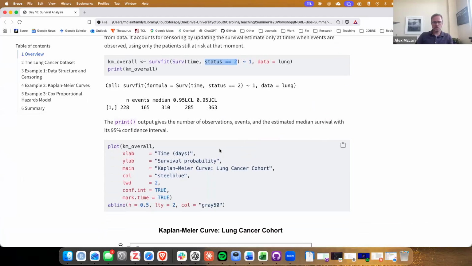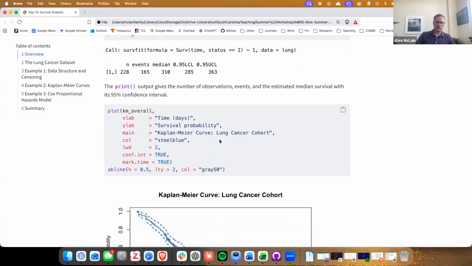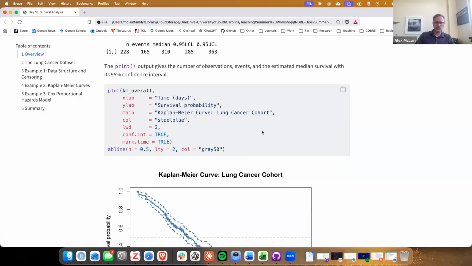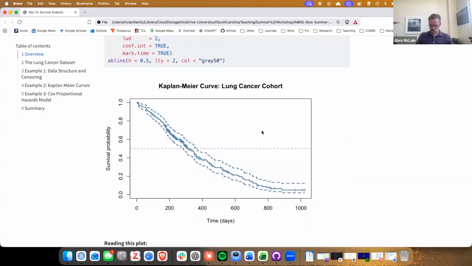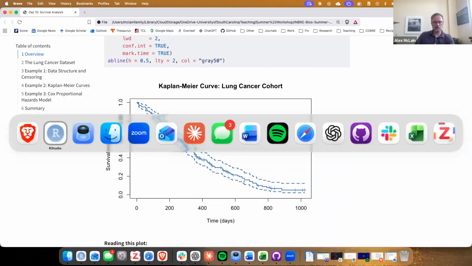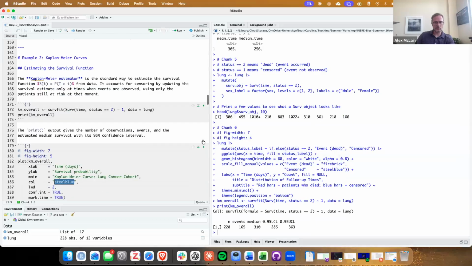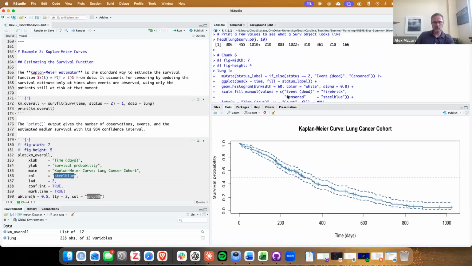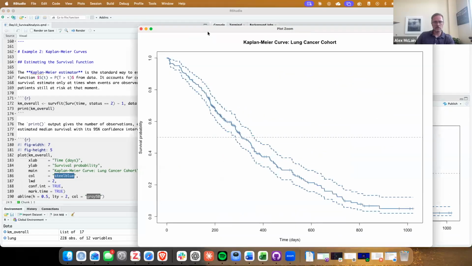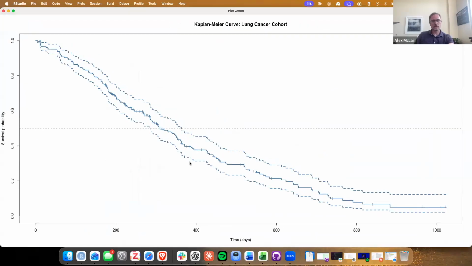What most people want to do with Kaplan-Meier curves is plot them. So here we can create a plot of our Kaplan-Meier curve, and we see the result here. Some of the features of this, let's actually run this in R so we can see it a little bigger. It's a little small right there. Okay, so we have our plot here. I'm just going to zoom in. Boom, there we go.